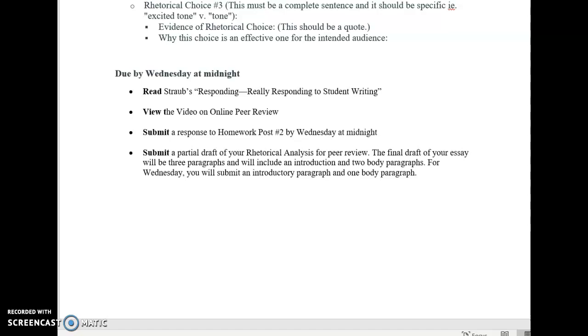Much like your A2, the focus here is on developing a really sound paragraph structure, which is why we're only focusing on 3 paragraphs. For Wednesday, you will only submit 2 paragraphs, an introductory paragraph and 1 body paragraph.